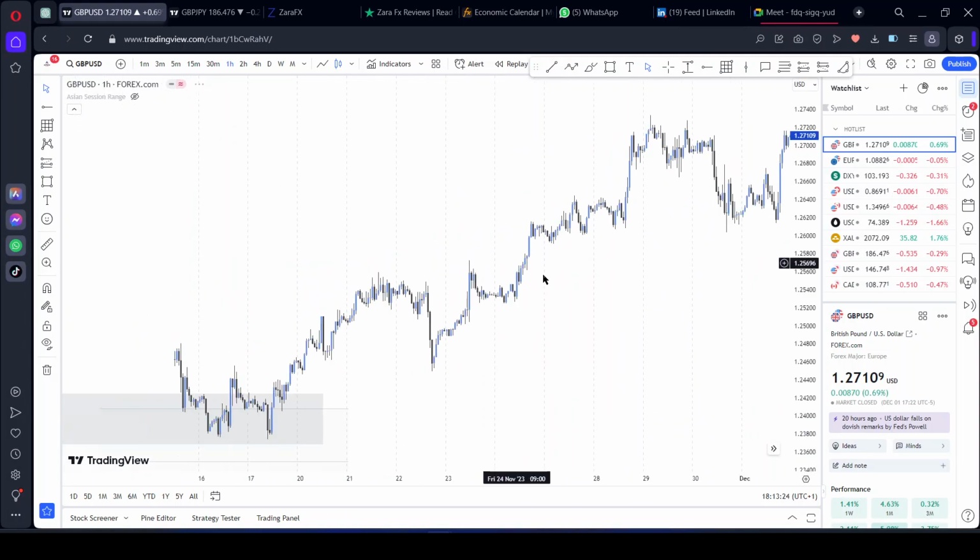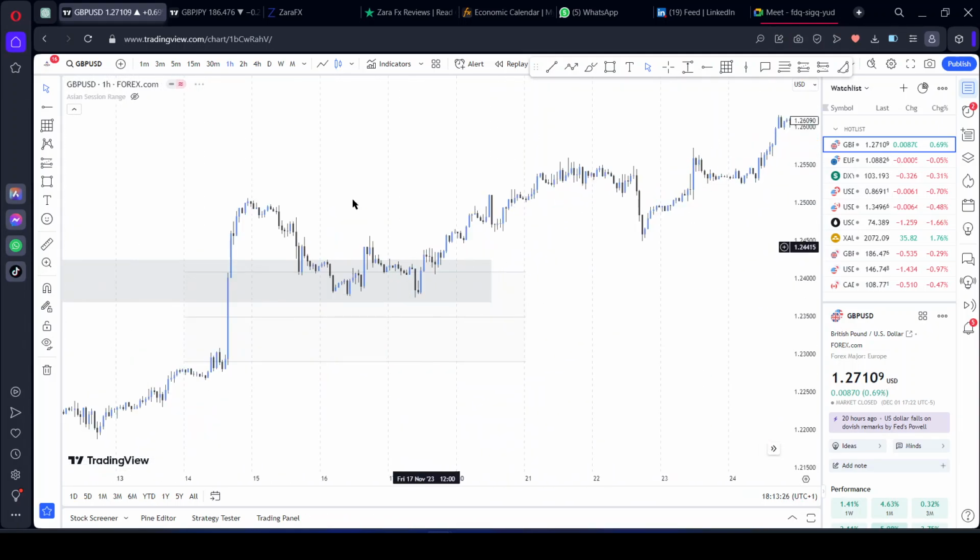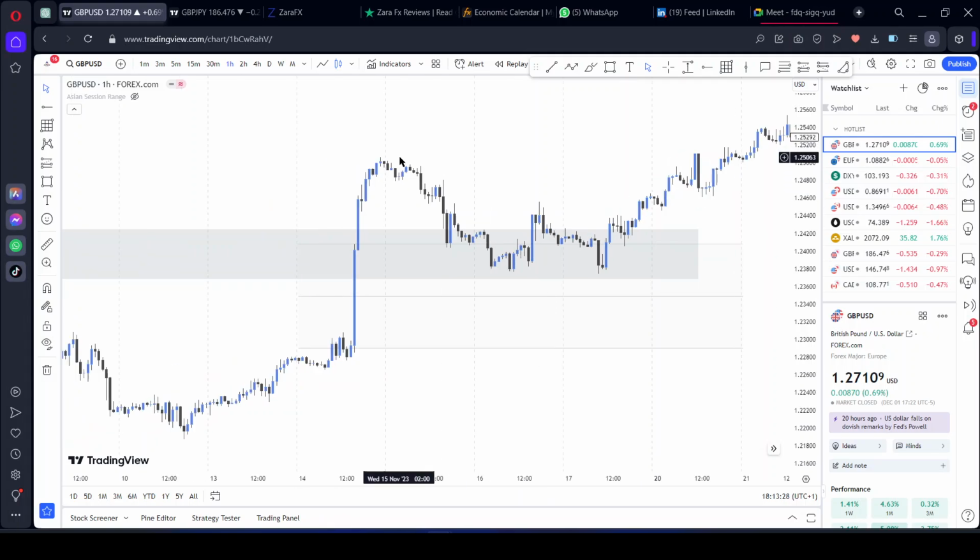Let's see if there's anything for us. Is there anything for the boys? Looking at this 1 hour structure, I can see that we had some structures that formed here. Lower high, lower low, lower high, lower low, right?